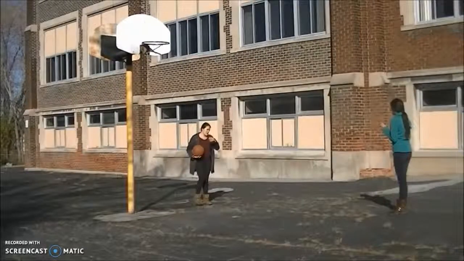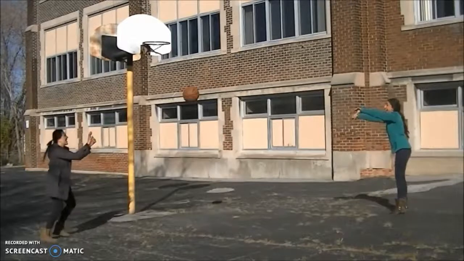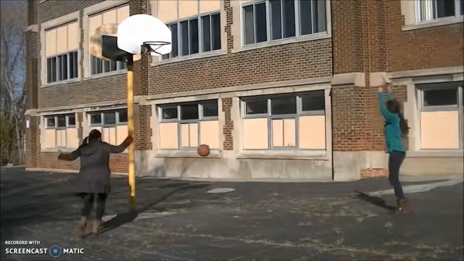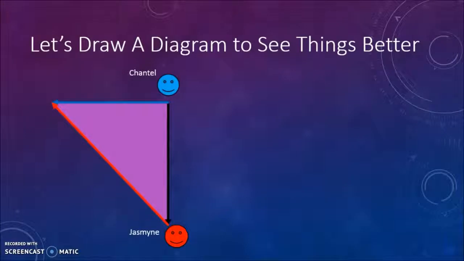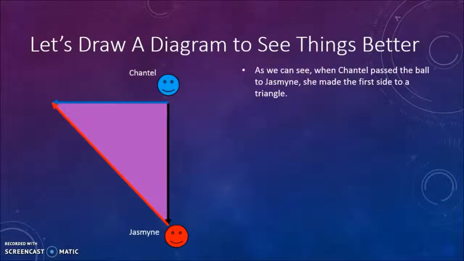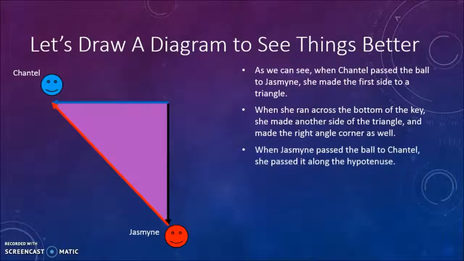Try and spot the triangle in this next video as the girls do a simple pass and shoot play. Let's draw a diagram to see things better. As we can see, when Chantal passed the ball to Jasmine, she made the first side to a triangle. When she ran across the bottom of the key, she made another side of the triangle and made the right angle corner as well. When Jasmine passed the ball to Chantal, she passed it along the hypotenuse.